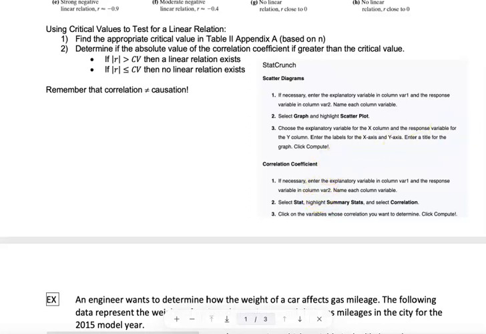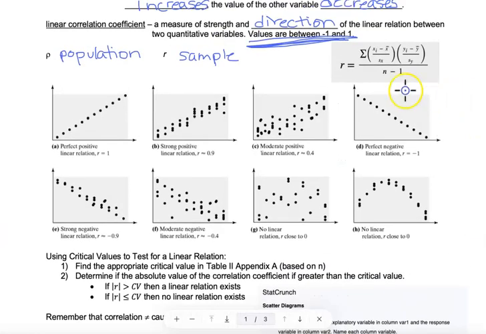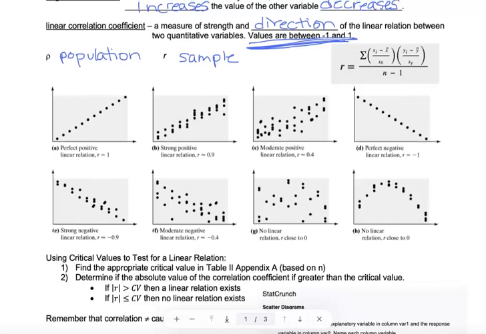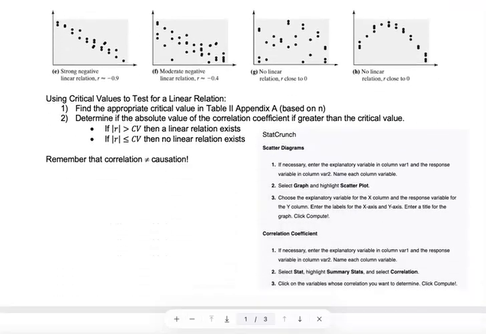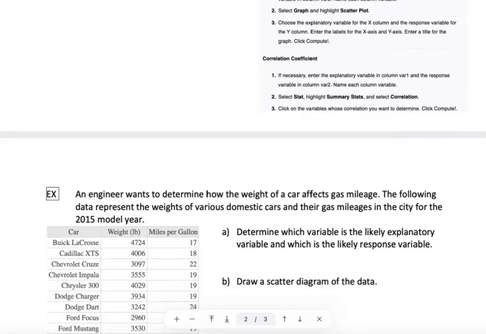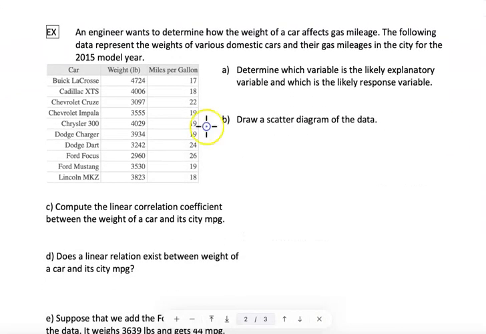So make sure that you know and have an idea of these different correlations and the r's that would be associated with pictures, because you may be asked to estimate. It may give you a scatter plot and say, what would you expect the r value to be on this scatter plot? So knowing those values is going to be an important thing.